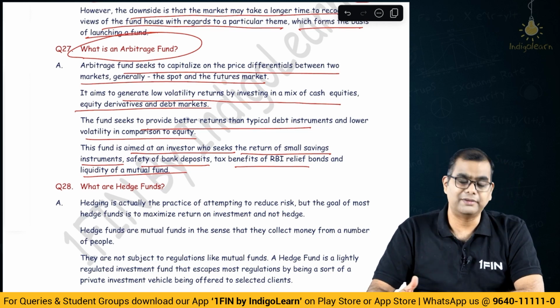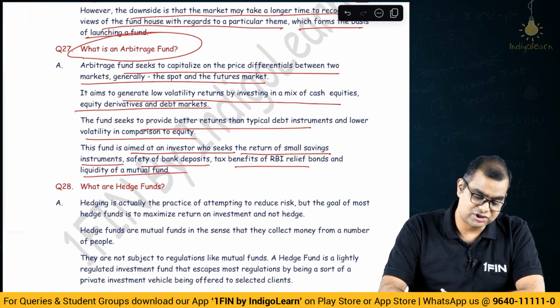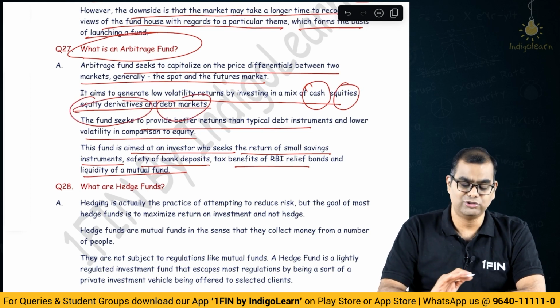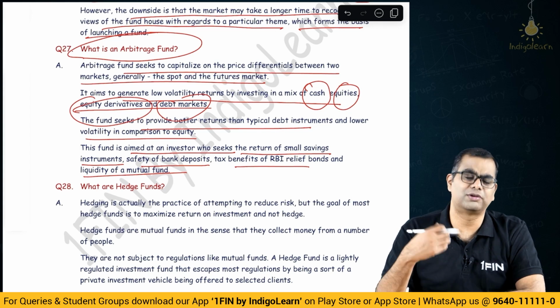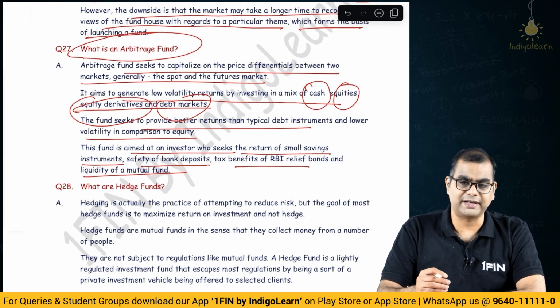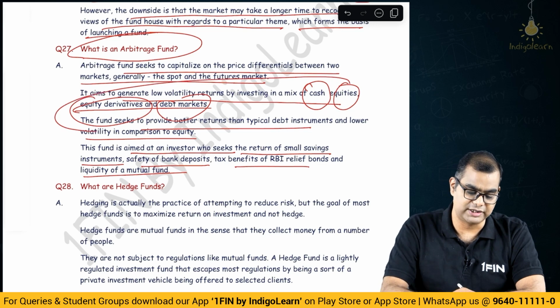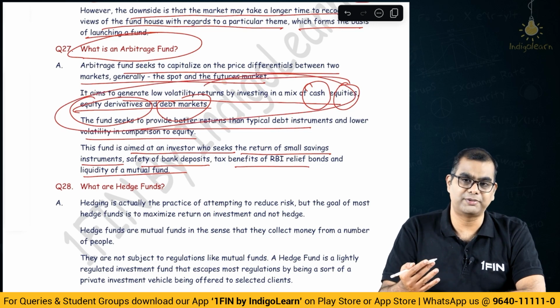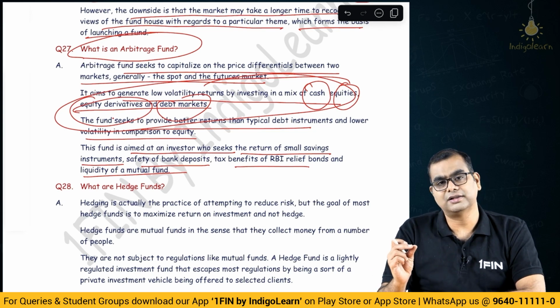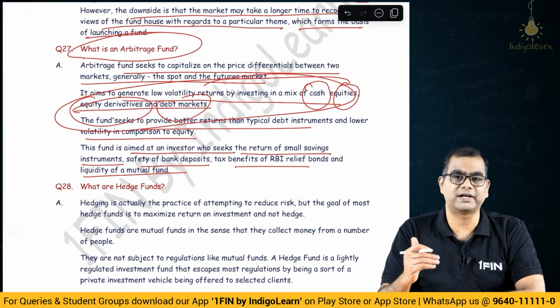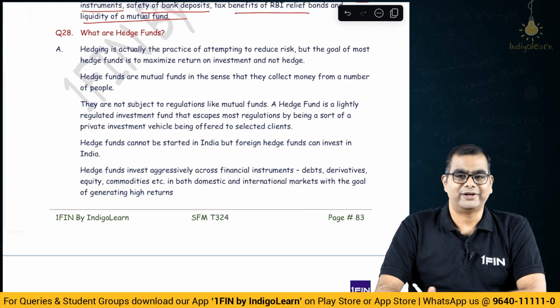So basically an arbitrage fund invests in a mix of cash, equities, equity derivatives and debt market. It uses all of these, and it is expected to be slightly volatile because it doesn't go overboard on equity derivatives, but at the same time it is well balanced out across all these. It tries to capture opportunities, because even in derivatives it does not take open positions. They basically try to capture the arbitrage between two specific markets, spot market versus future market, and generate money out of that.